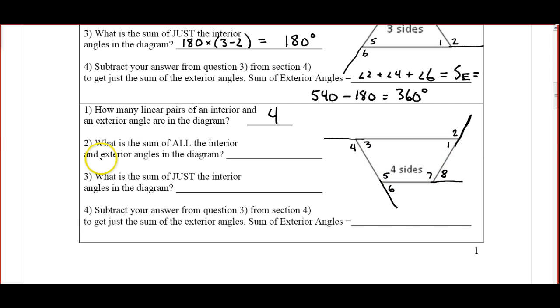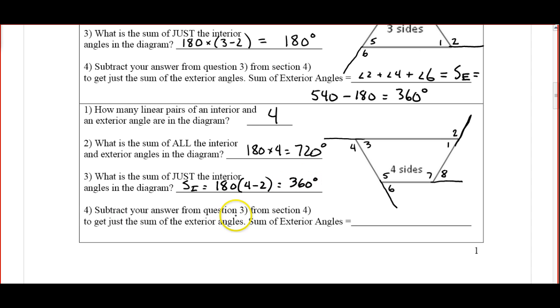And what's the sum of all the interior and exterior angles? Well, I have 180 at 4 different vertices, so this is going to be 180 times 4, which is 720 degrees. And then again, what's the sum of just the interior angles? That's going to be 180 times n minus 2, so 4 sides minus 2, so that's going to be 360.